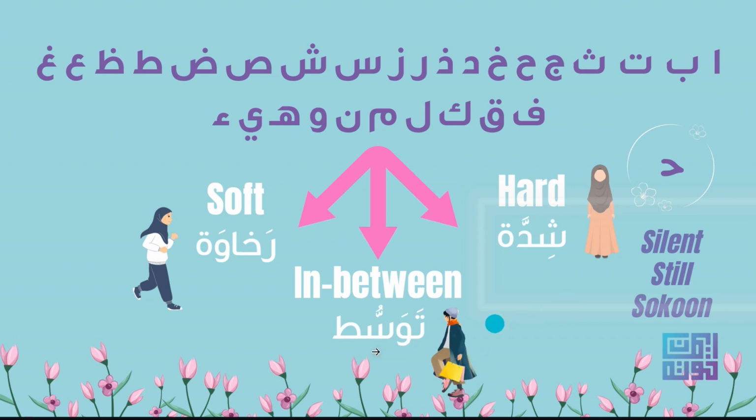What are these characters? One of them is shidda. Shidda means hard, like the letter ba. The sound of these letters terminates in their exit. So we say ab.